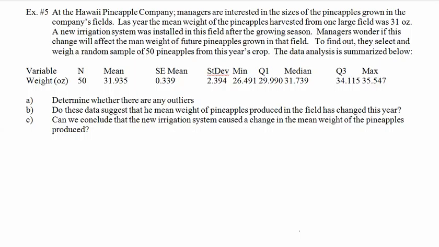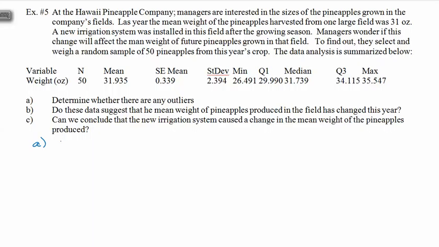A new irrigation system was installed in this field after the growing season. Managers wonder if this change will affect the mean weight of future pineapples grown in that field. To find out, they select and weigh a random sample of 50 pineapples from this year's crop. The data analysis is summarized below. So our first thing to do is determine whether there are any outliers.